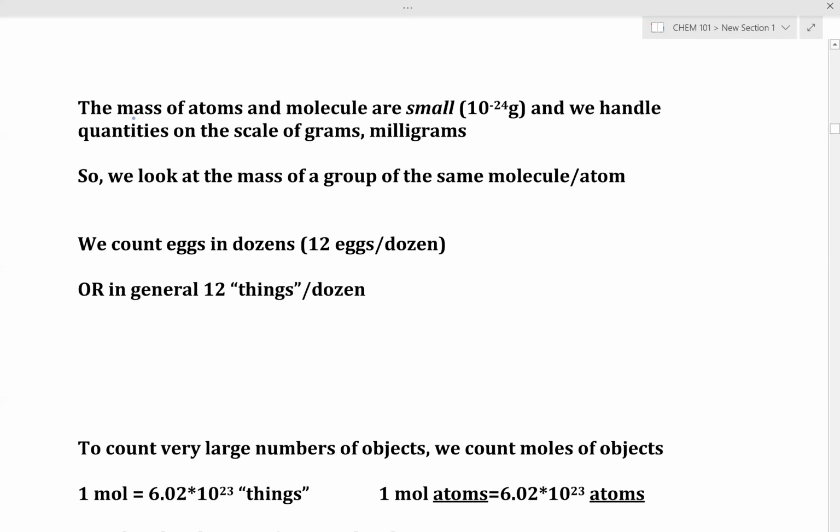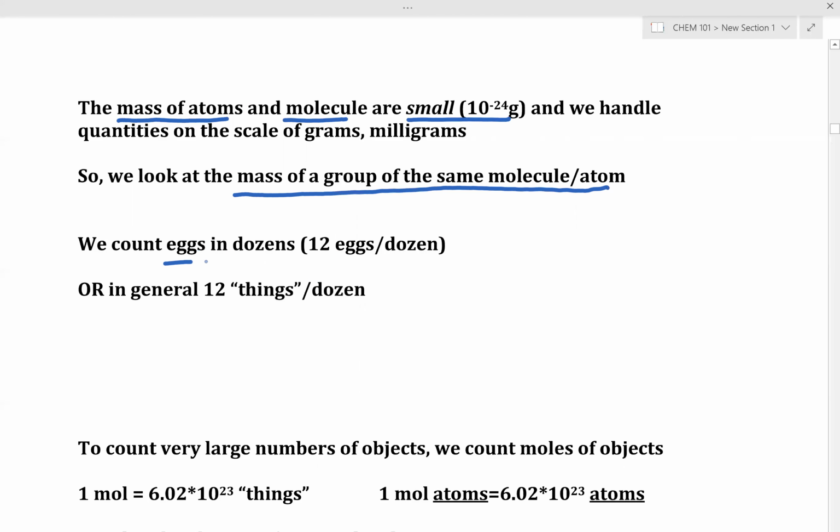So we know that the masses of atoms and molecules are small. And when you go to a balance, your balance doesn't go to 10 to the negative 24th grams, right? We deal with masses on the scale of grams, kilograms, milligrams. So we're going to look at the mass of a group of molecules or atoms. Now, to really help us grasp this analogy, to help us understand the concept of a mole, let's first think about how we count eggs.